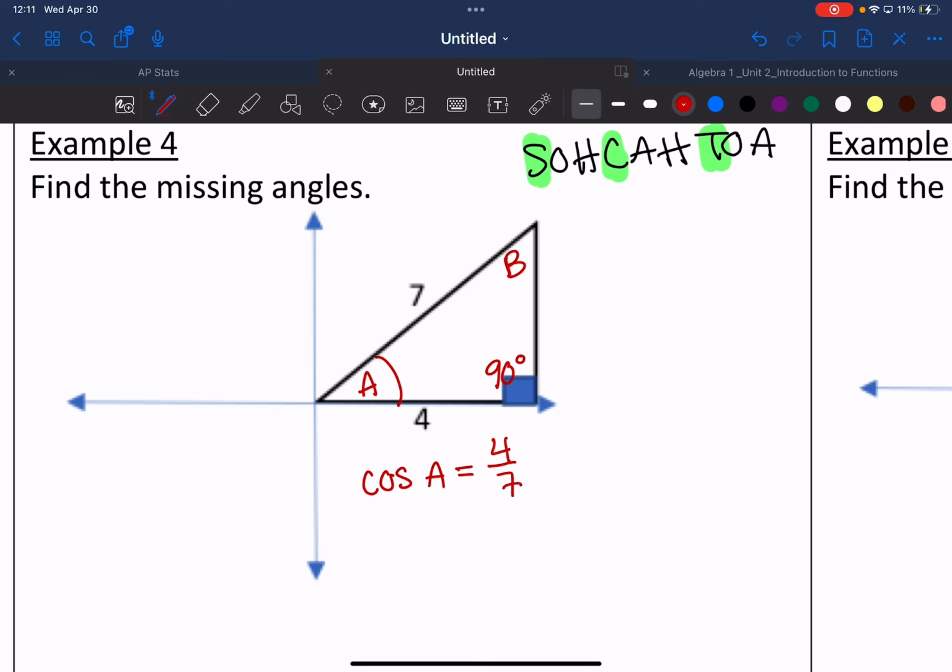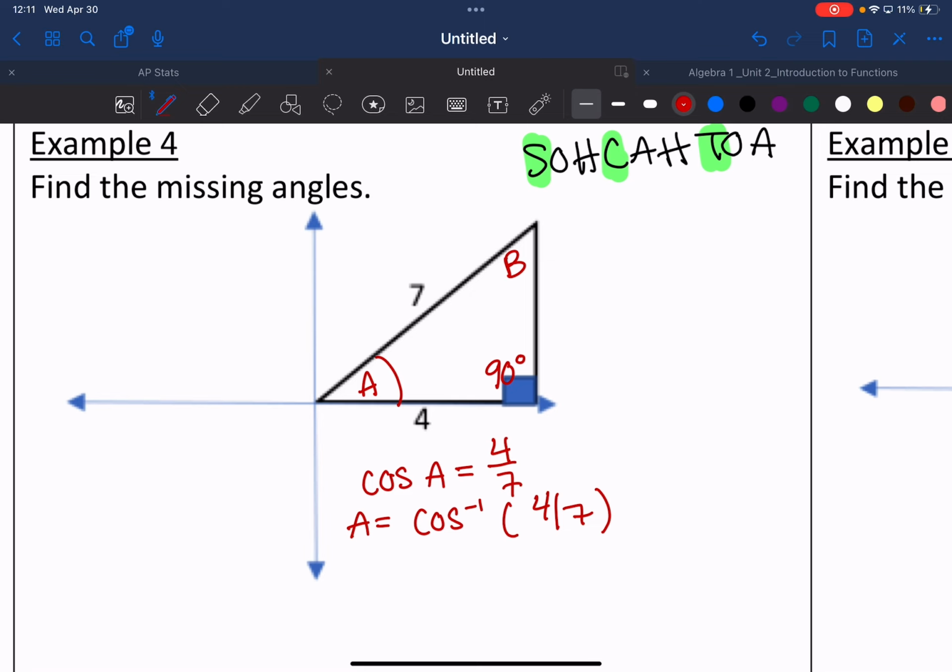Well, once I have this equation set up, I'm not able to type this into my calculator just yet. I have to get A by itself, which is the angle. And I do that by taking the inverse of the cosine. So A is equal to cosine inverse of 4/7. Notice that that fraction didn't flip or anything. The only thing that changes is the trig function.